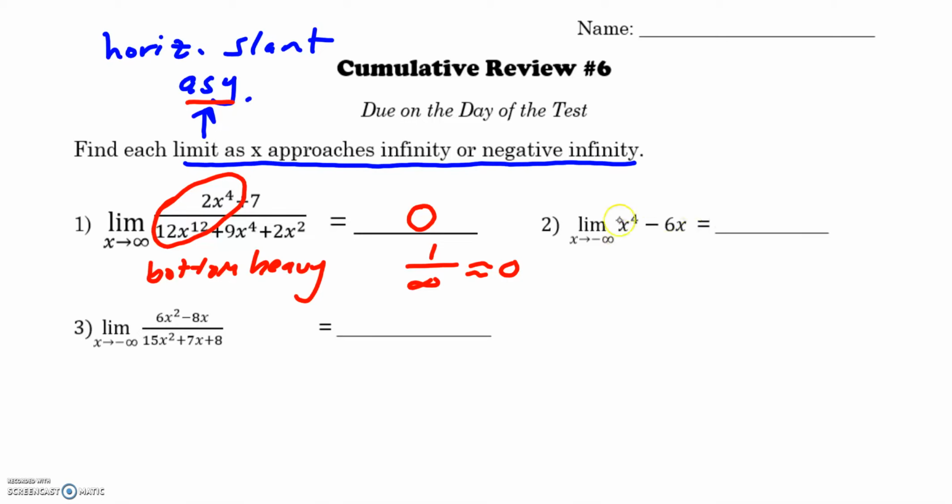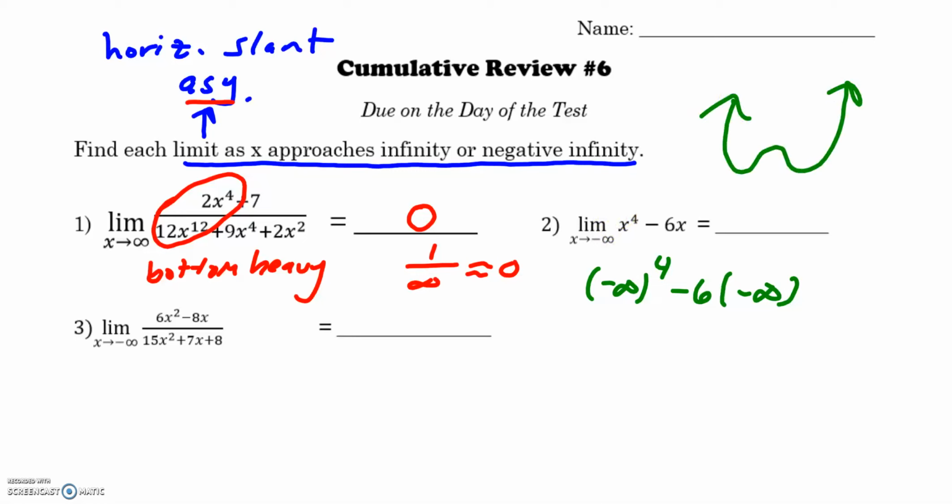Number 2 is not a rational function. We don't have a fraction, so we can't think of it as top heavy, bottom heavy, or neither. But we could plug things in, like negative infinity to the 4th minus 6 times negative infinity, or we could think of it graphically. From earlier units, you might remember that an x to the 4th function is even, and because it's a positive number in front, the function would look something like this. As the x values go towards negative infinity, the y values are going to go up towards positive infinity. So my answer is positive infinity for 2 from the graph.